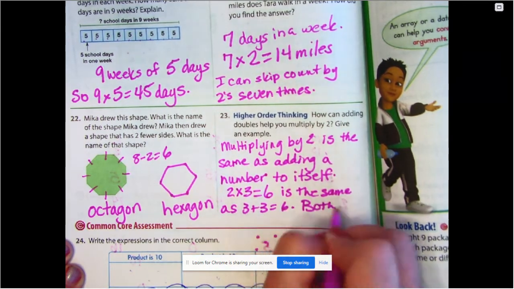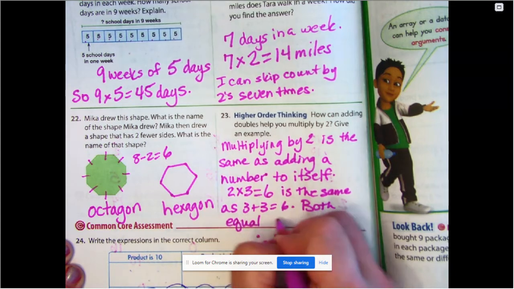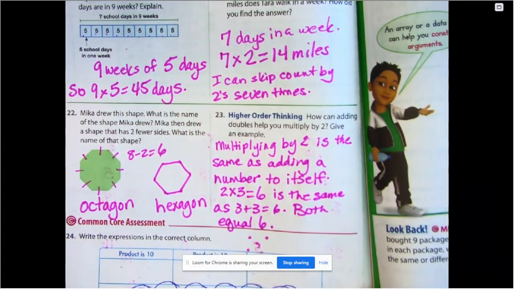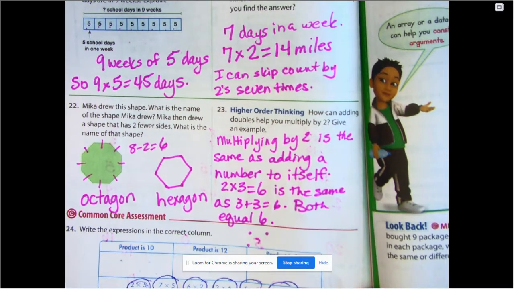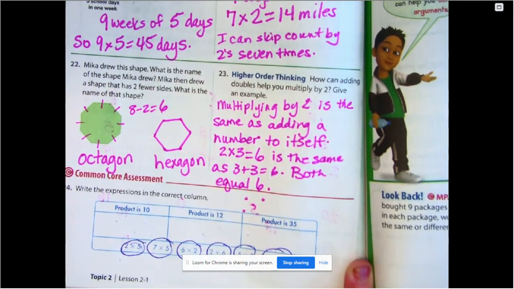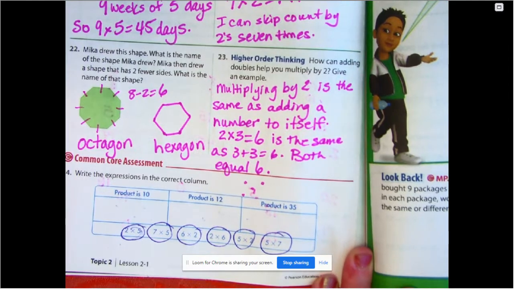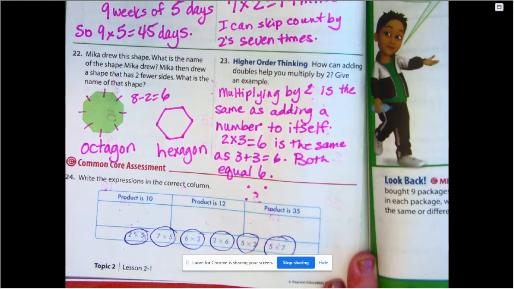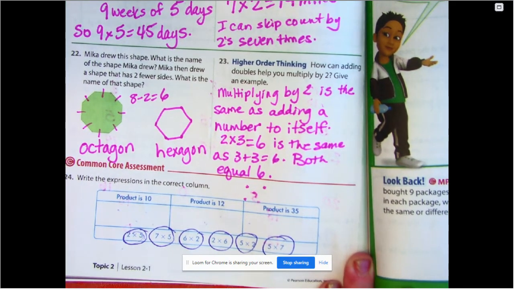Both equal 6. Okay, so if you need any more, you can write that answer down. You can add to the answer you have. All right, so we're going to write the expressions in the correct column.